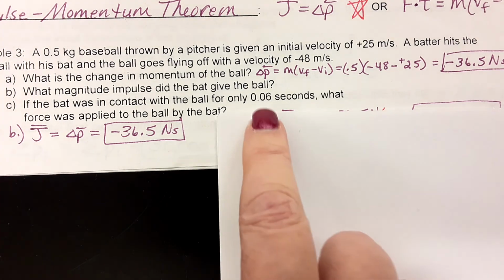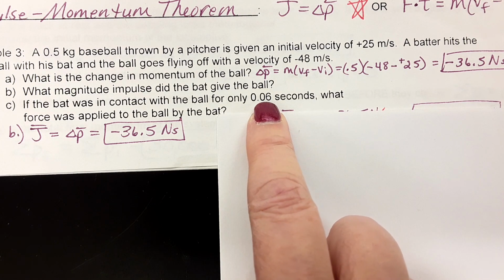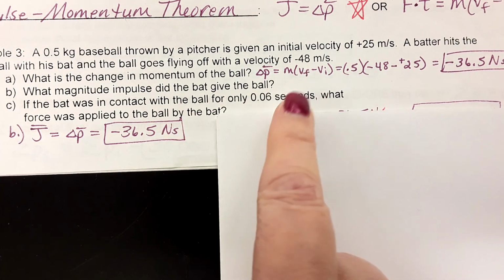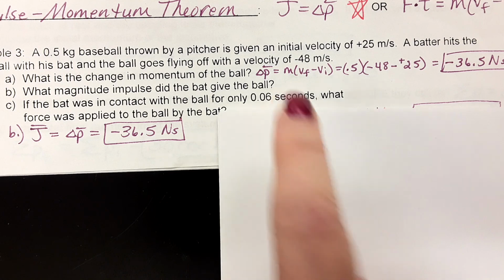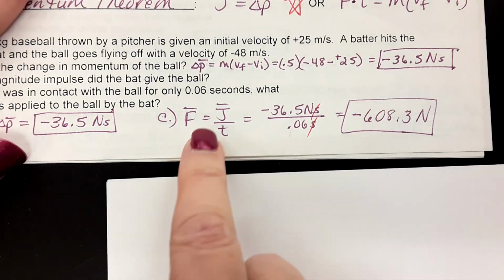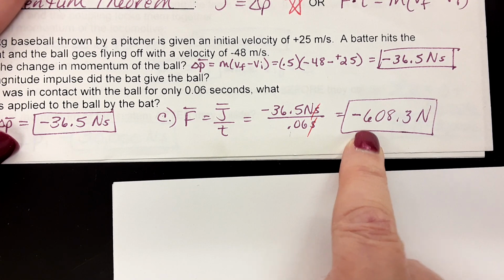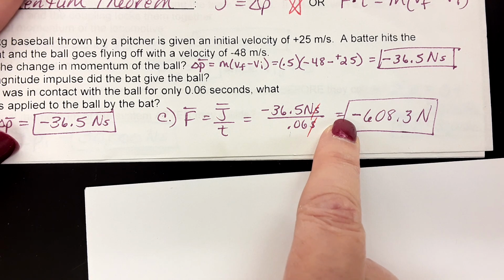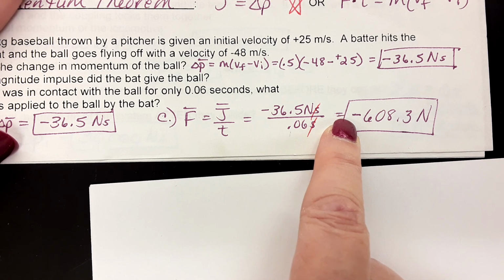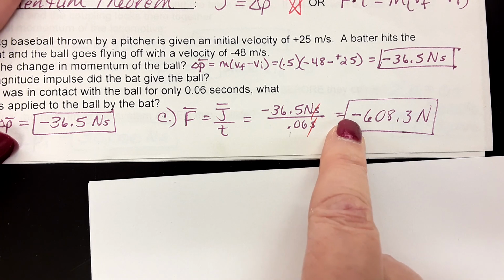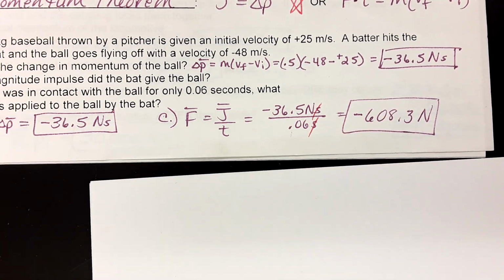Lastly, if the bat is in contact with the ball for 0.06 seconds, what force was applied? Well, we now know the impulse, and we know the time period the force acted in, so now we can use the definition of impulse, and I've solved it for F by dividing the t over. We can get the force. Notice the direction of the force is negative, and that should make sense. Since toward the batter is positive, then when he swings the bat, it applies a force on the ball in the negative direction, or toward the pitcher. And this is the value of that force.